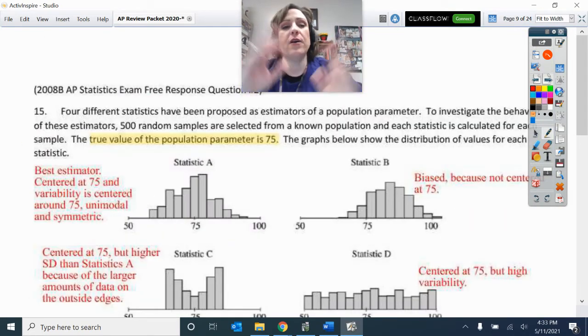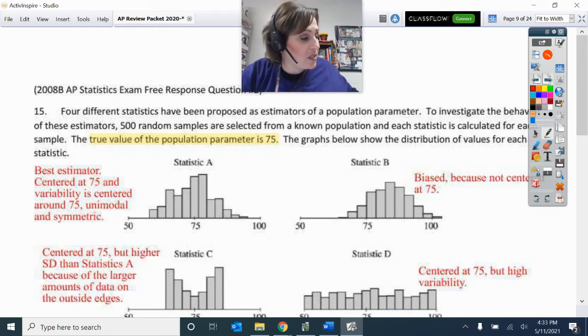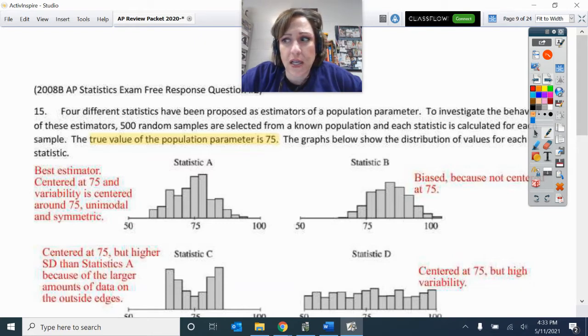So now, here's the 2008. This was version B, but I really liked this problem, and they haven't had one like this on a regular mainstream form. This was the only one that showed up on this B, but man, this is a good one. This really talks about how the graphical representation of the data looks when it is biased. So I really liked this.